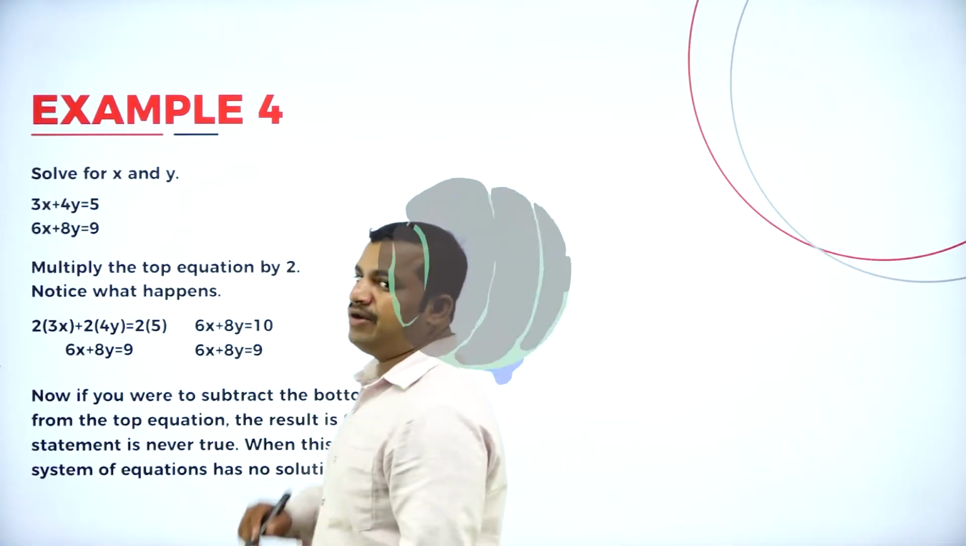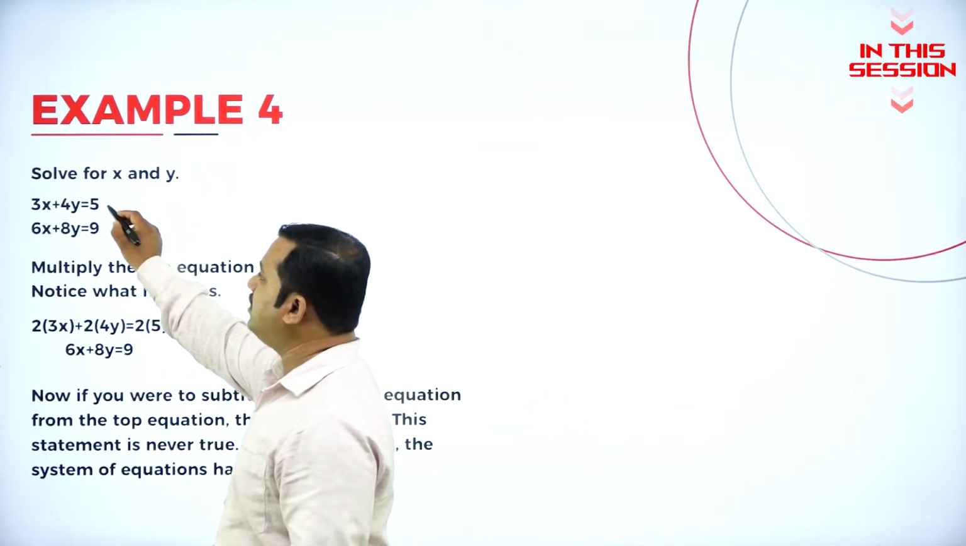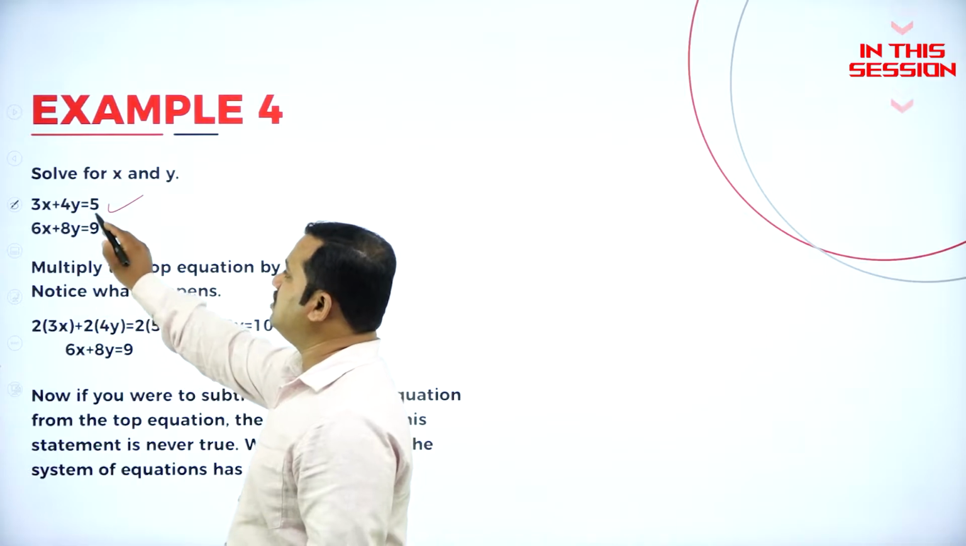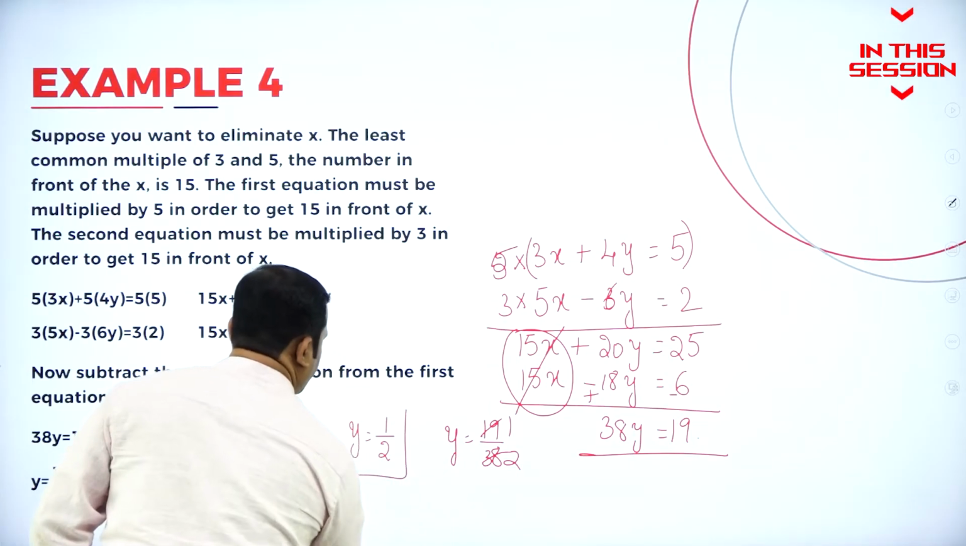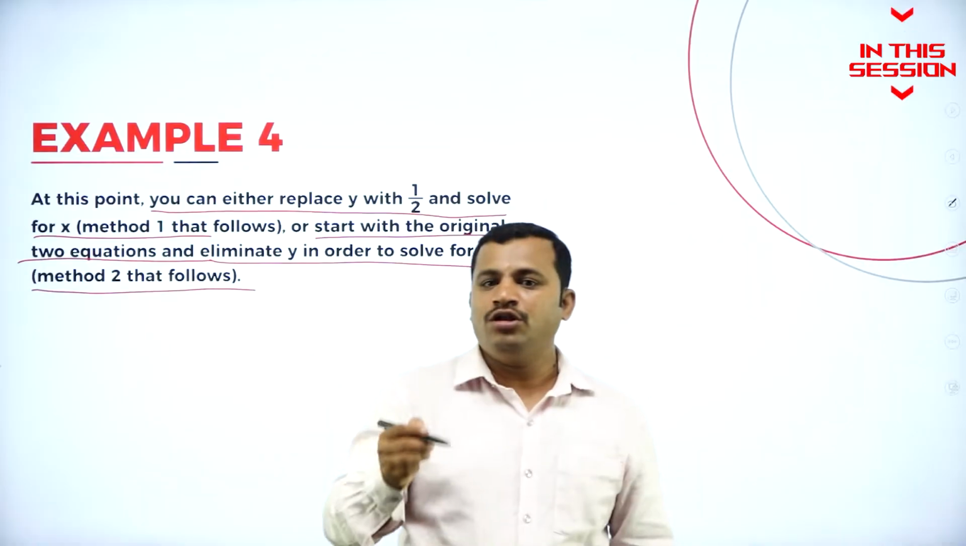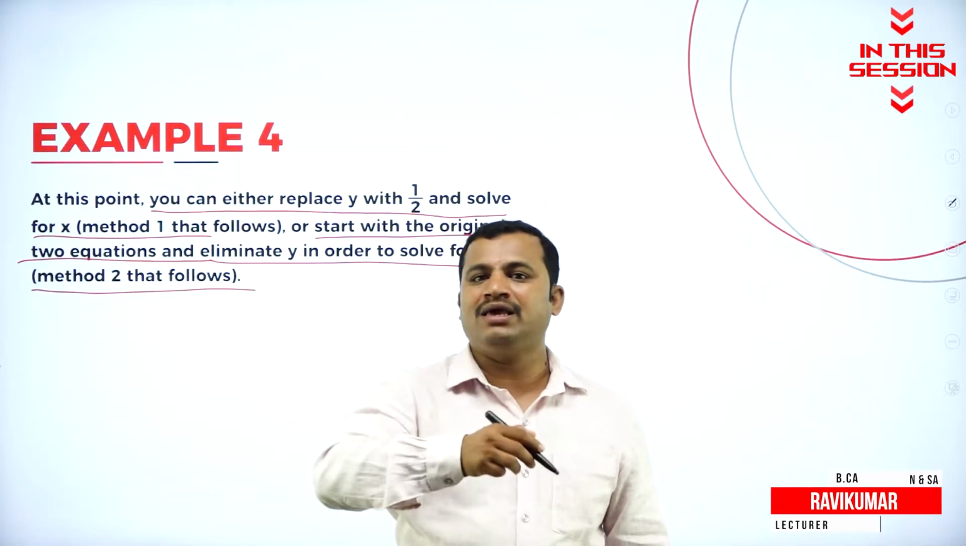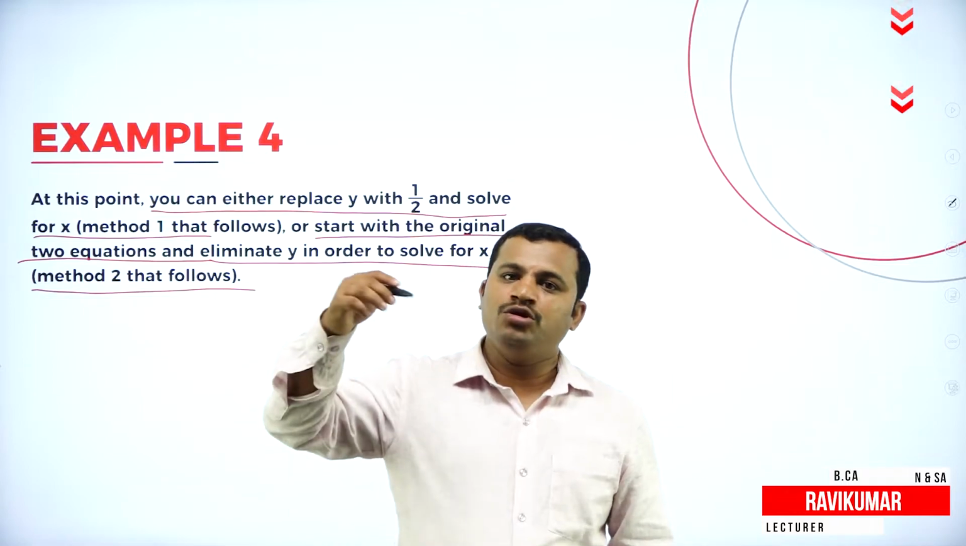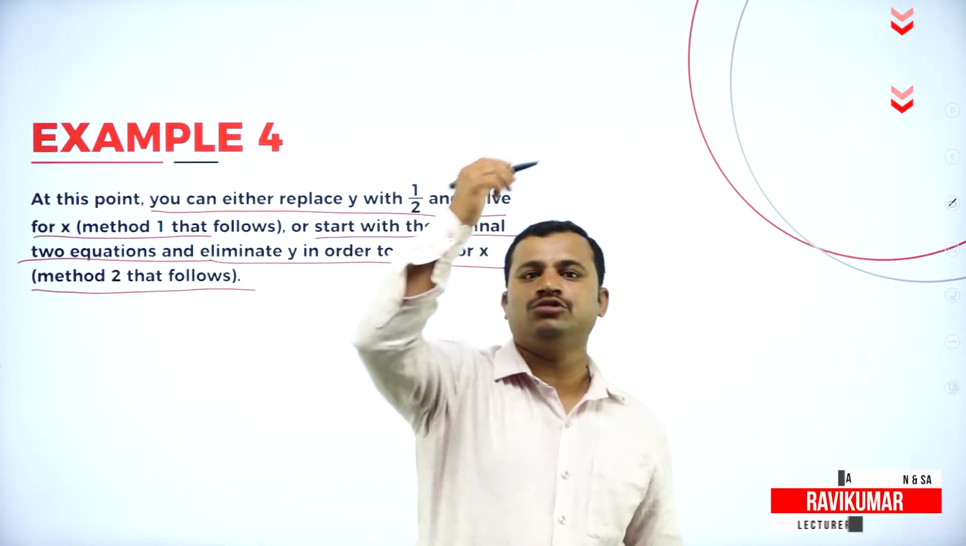In this example 4, you are finding that 3x plus 4y is equal to 5, 1 by 2. So we have obtained the value of y which is equal to 1 by 2. The value of y is obtained by eliminating x so that the value of y is substituted back into the original equation.